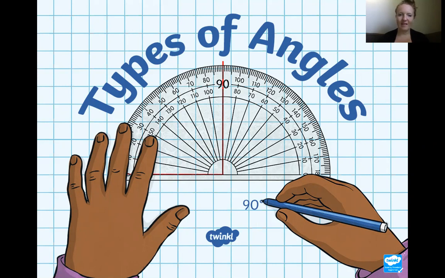We're going to be looking at some math today, and we have a new unit for this week, and it is all about angles and lines. So we're going to start by looking at different types of angles.